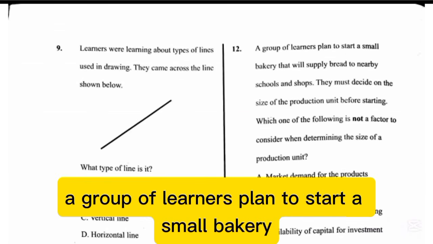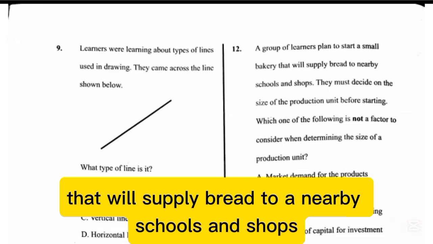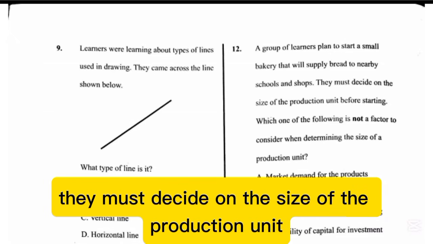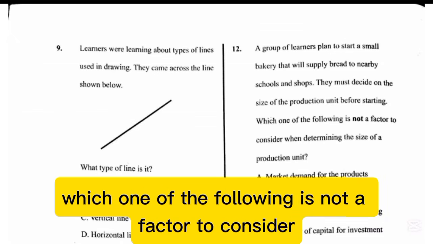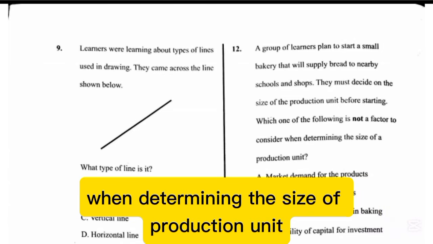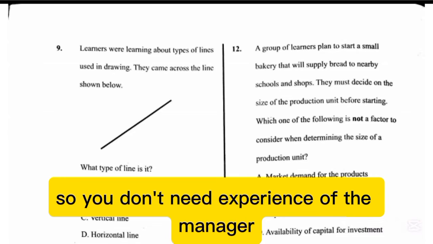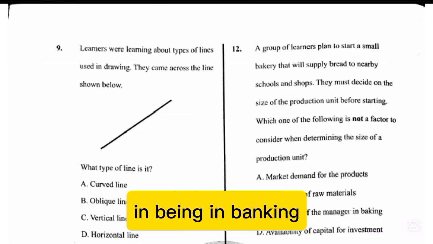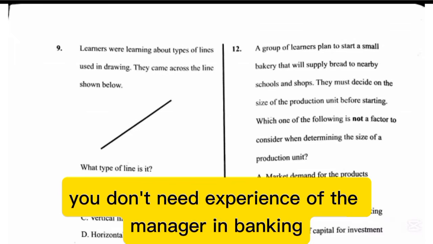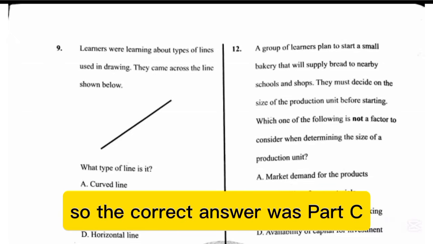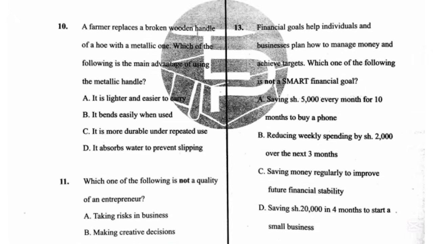Question 12. A group of learners plan to start a small bakery that will supply bread to nearby schools and shops. They must decide on the size of the production unit before starting. Which one of the following is not a factor to consider when determining the size of production unit? So production unit, that is grade 7 work. You don't need the experience of the manager in banking. So the correct answer was part C.